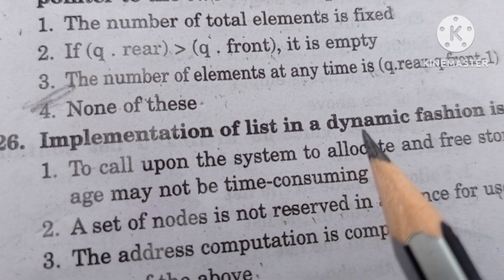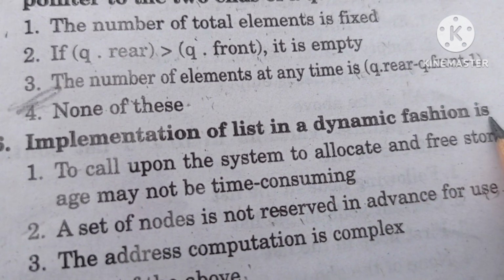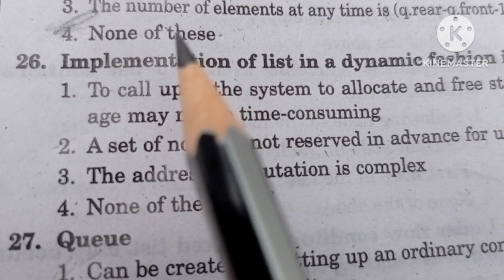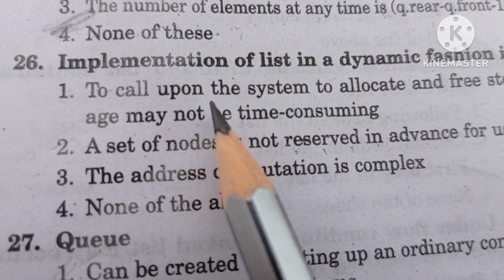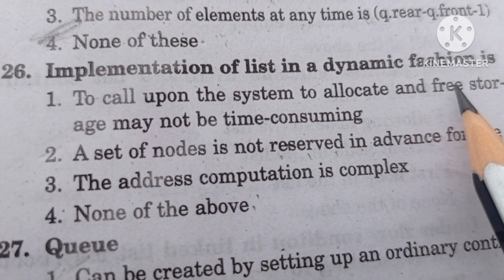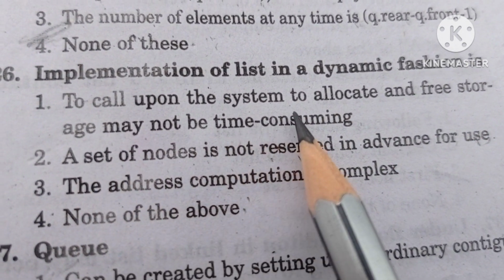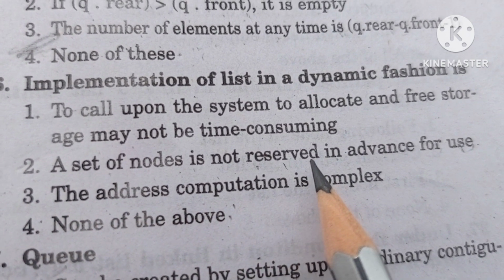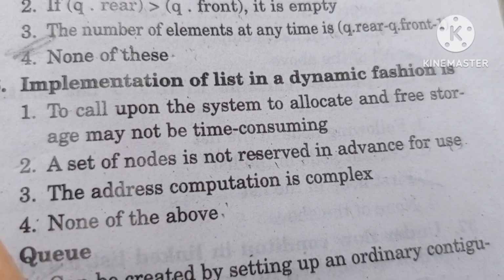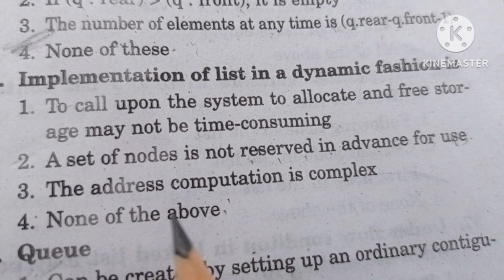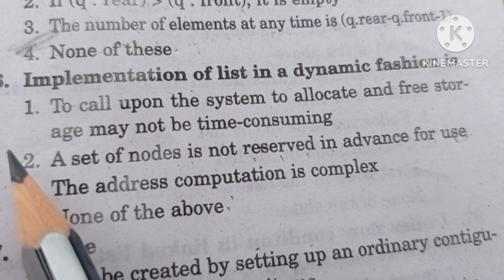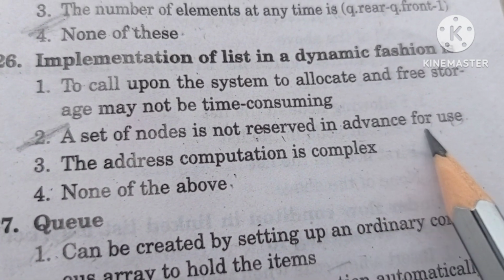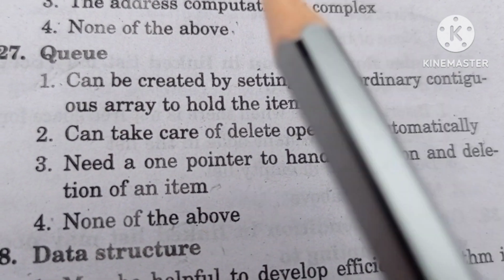Implementation of list in a dynamic fashion is. Options: to call upon the system to allocate the free storage may not be time consuming, and a set of nodes is not reserved in advance for the address computation is complex. None of the above. Answer: a set of nodes is not reserved in advance for use.